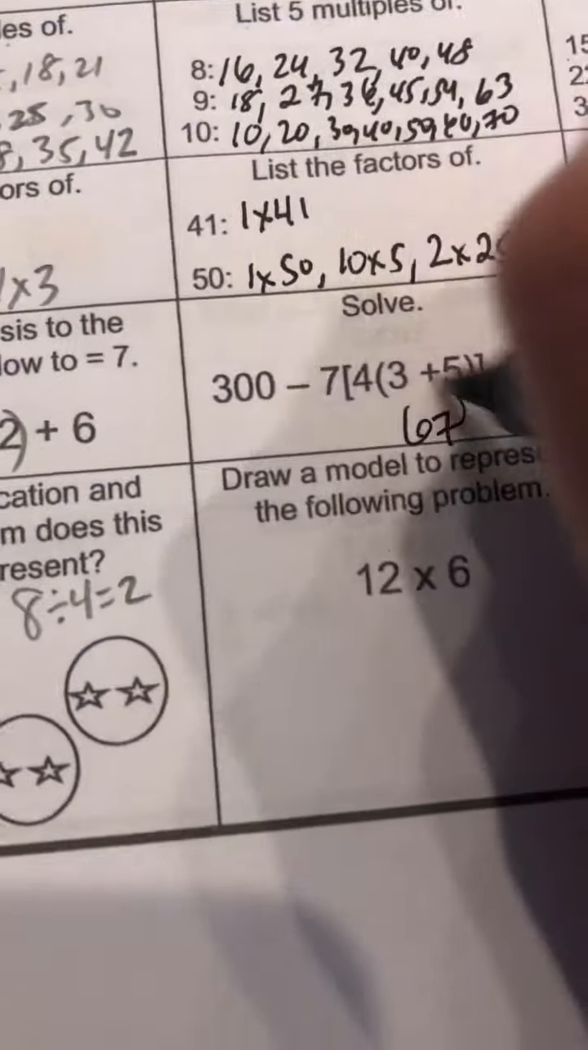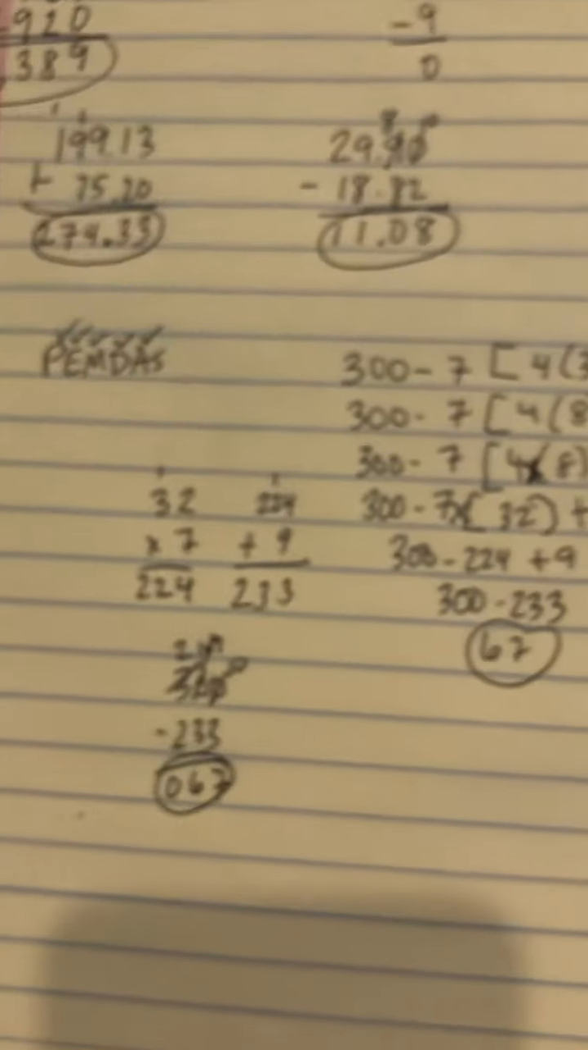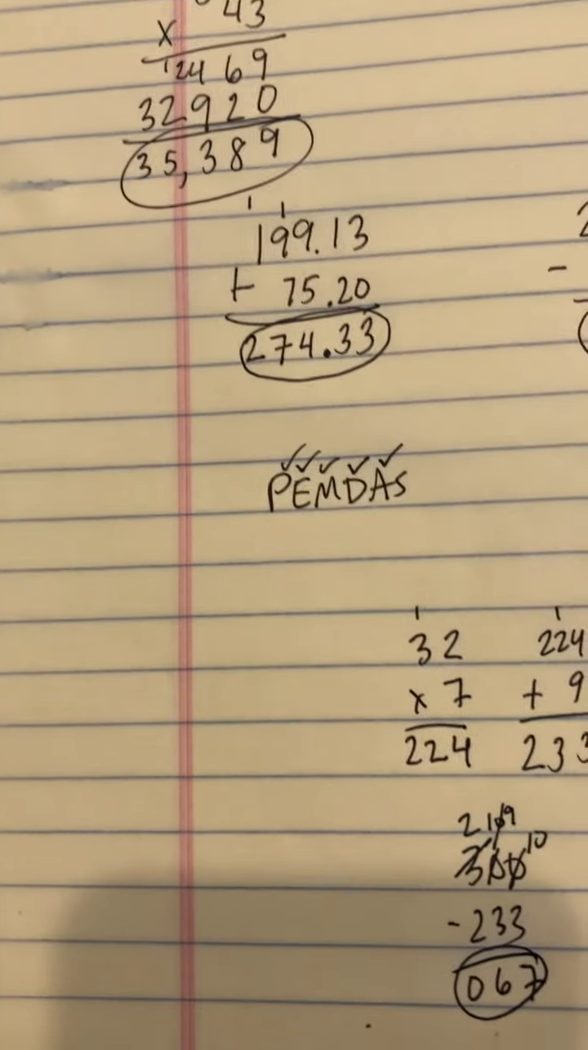Let's do 300 minus 233. I can't take 3 from 0. I'm going to borrow all the way from the hundreds place. This becomes a 10, becomes a 9. 10 minus 3 is 7, 9 minus 3 is 6, and then 2 minus 2 is 0. So 67 is my final answer. A lot of steps to get to one answer. But we did it slowly, we did it accurately, and we used that please excuse my dear Aunt Sally to help us.